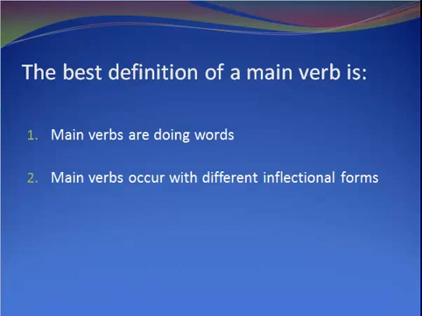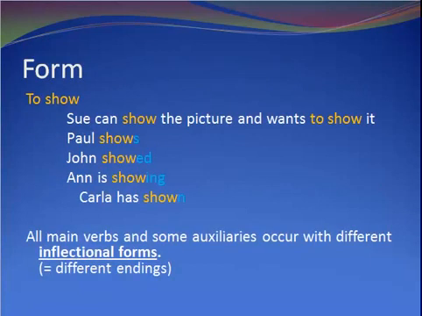A different way to think about verbs is that when you've got something like resemble, you can say resemble or resembles or resembling or resembled. And that's what we find with most main verbs, that they can occur with all kinds of different inflectional forms. That means different endings. So that's a good definition of a main verb, to say that main verbs occur with different inflectional forms.